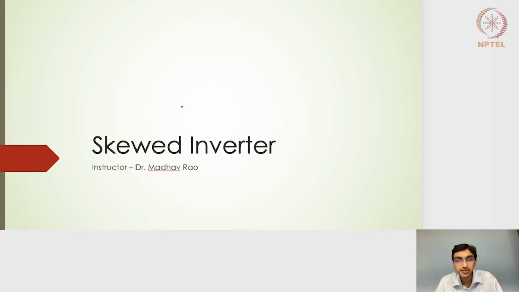Hello students, welcome to this lecture on the skewed inverter. Till now we had seen the inverter characteristics of the CMOS inverter, which is made up of PMOS and NMOS transistors, where the betas of the PMOS and NMOS were the same, and thereby we were able to evaluate the current and the intersection points, which were then put into the transfer characteristics.